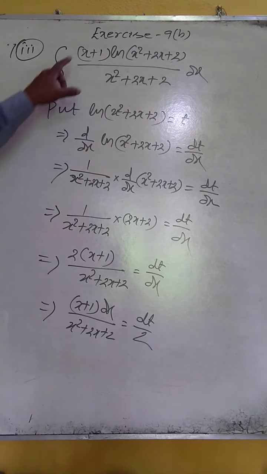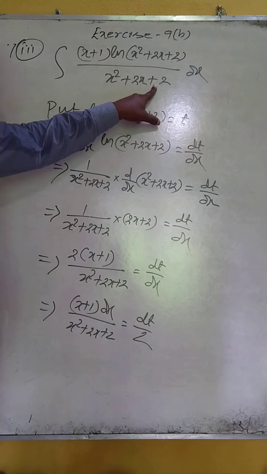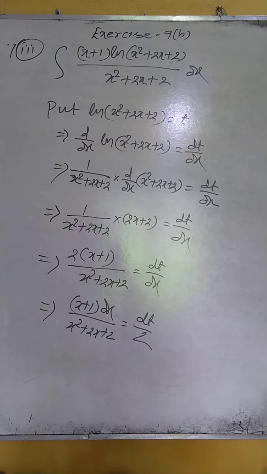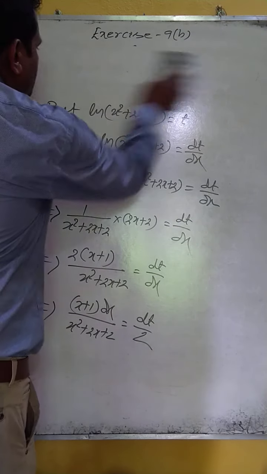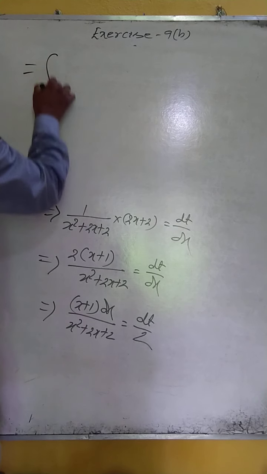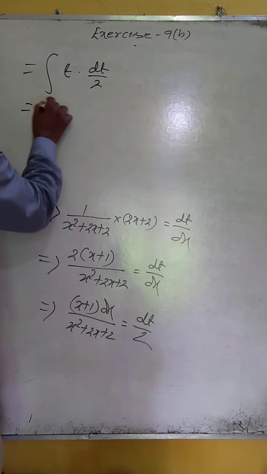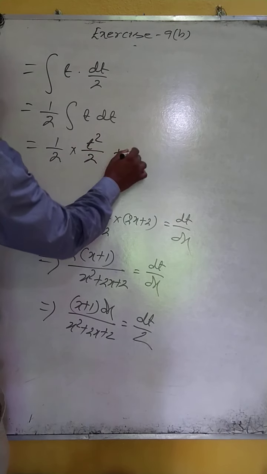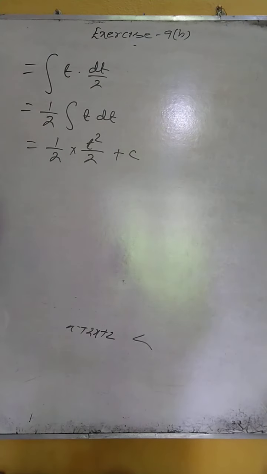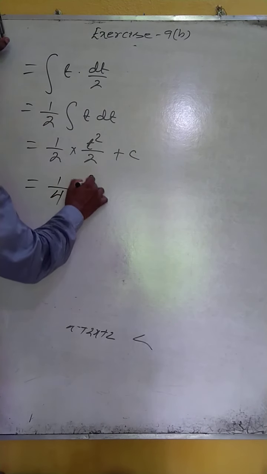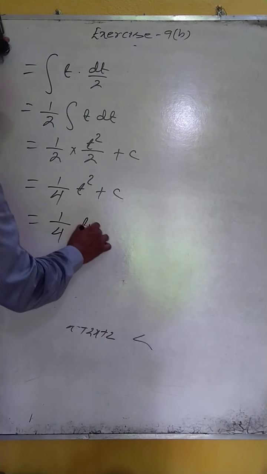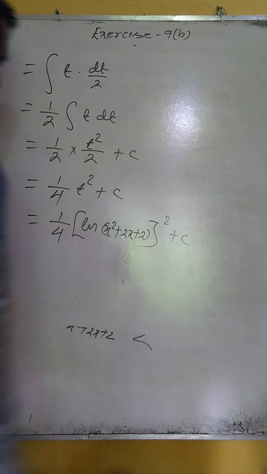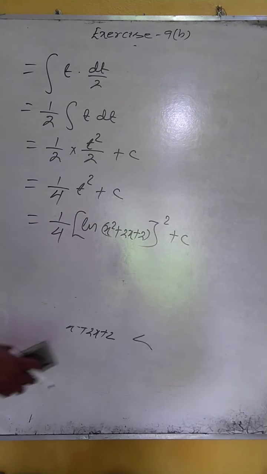So the integral becomes, in place of x plus 1 dx divided by x square plus 2x plus 2, we put dt by 2. In place of ln x square plus 2x plus 2, we put t. So the integral becomes the integral of t into dt by 2, that is 1 by 2, take common, t dt, equal to 1 by 2 into t square by 2 plus c, that equals 1 by 4 t square plus c, that is 1 by 4 ln x square plus 2x plus 2 whole square plus c. In place of t, we put ln x square plus 2x plus 2.